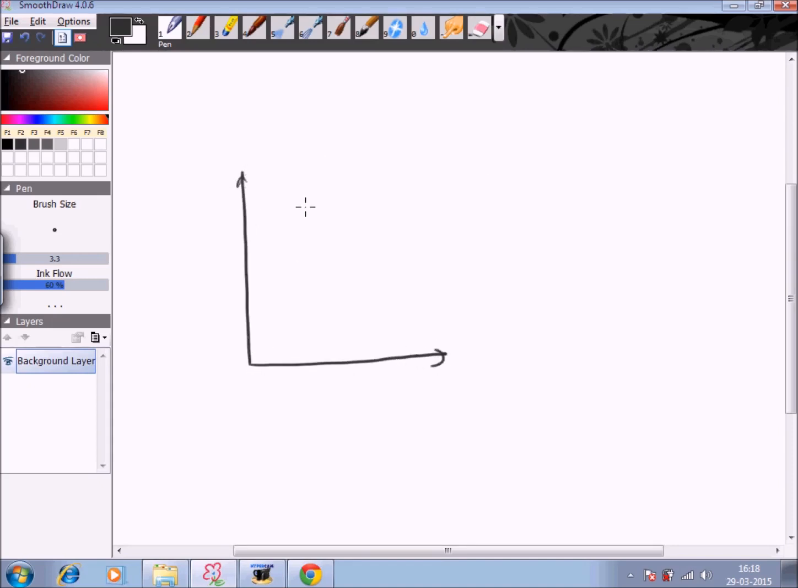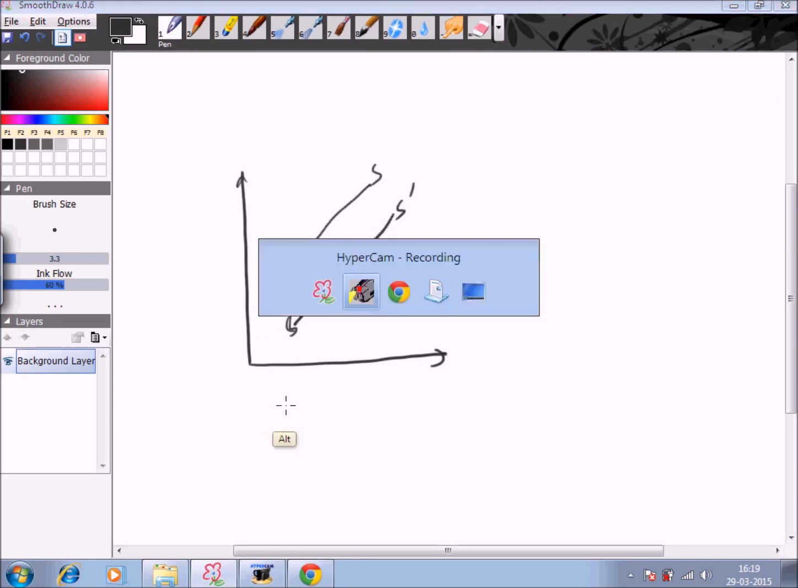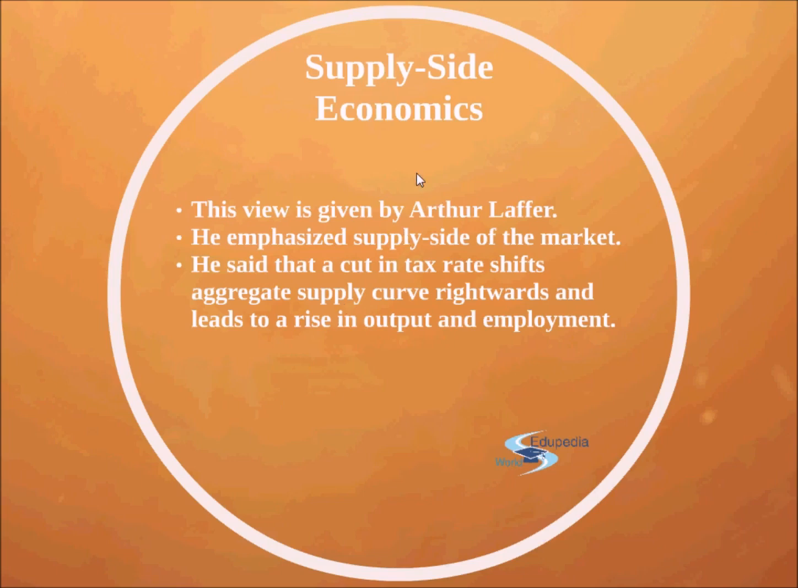Suppose the initial supply curve was this, then if there is a decrease in the tax rates, it will give a boost to the businessmen to produce more, and the supply curve will shift towards the right and it will become this. So this was the assumption by Arthur Laffer under supply side economics.